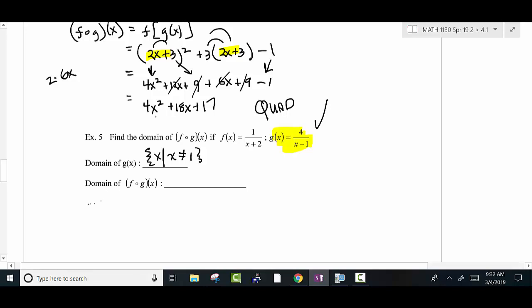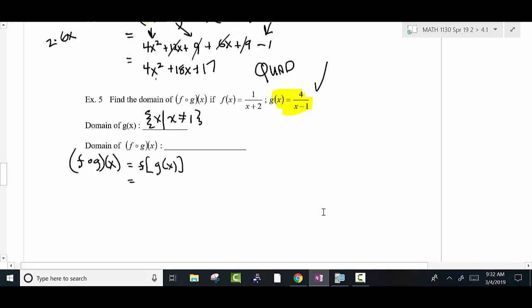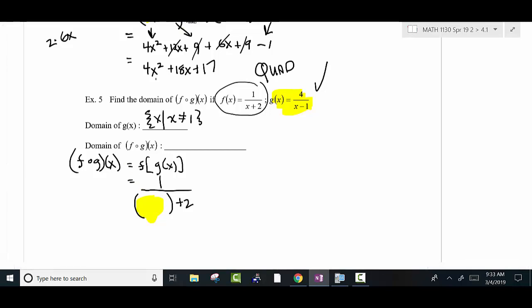Now what we're going to do is go ahead and do the composition. So we're going to do f composed with g of x. This is just f of g of x, and then do your function composition. What we're going to do is write down the f. f is 1 over x plus 2. So I'm going to write 1 over parenthesis plus 2. It's 1 over something plus 2. What goes into the parenthesis on this problem? The other function, right? You plug one function into the other one. So what goes in here is the 4 over x minus 1.